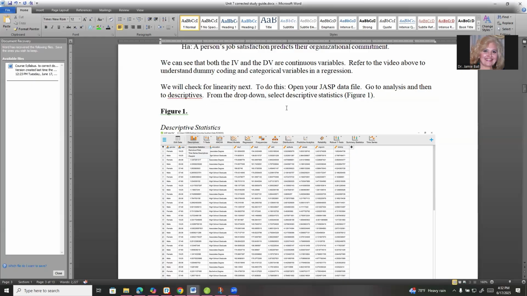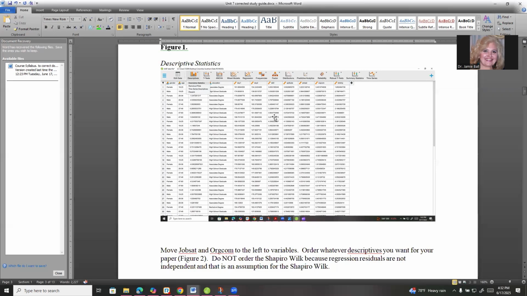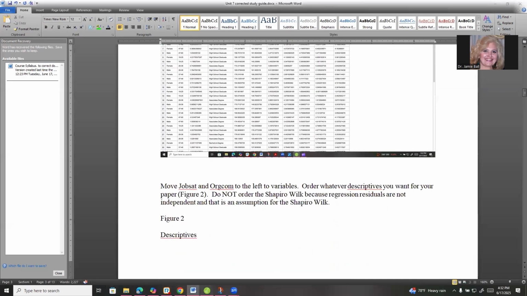Now, we will check the assumption of linearity first. So to do that, you can open your JASP file. You can go to descriptives.